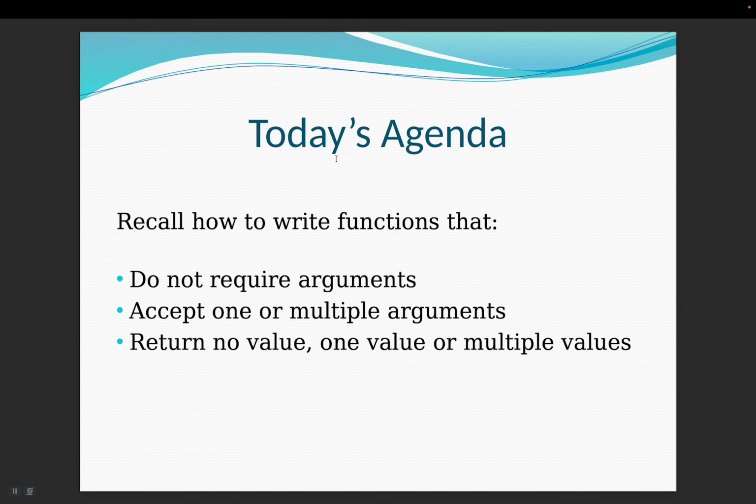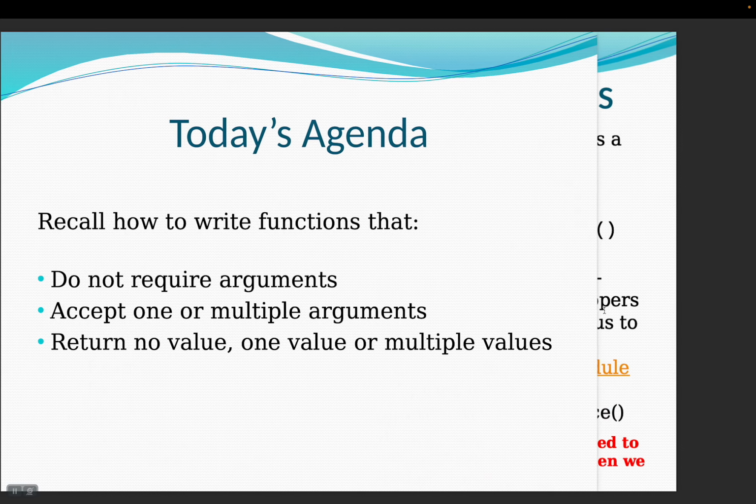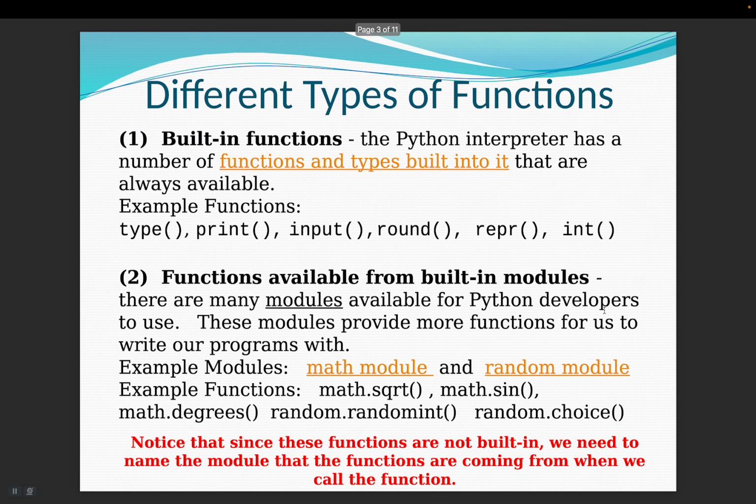So recall how to write functions that do not require arguments, accept one or multiple arguments, return no value, one value, or multiple values. For some of you, that might mean nothing to you right now, but hopefully by the end of this session, these things will begin to become more clear. Okay. So, different types of functions.